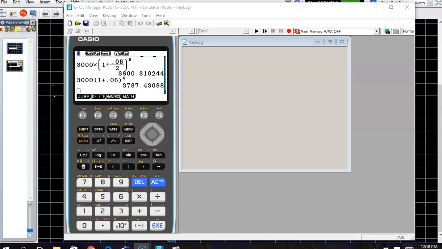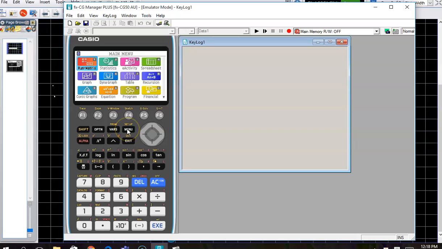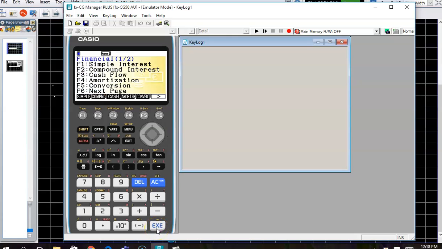Go out of our run mode. We're going to go to our menu. So everybody press menu, main menu. And on mine, you can see mine is called financial. I think for some of the slightly older calculators, it might be called TVM. So we want to go into that. So I use my arrow keys. We press enter, and we should have simple interest, compound interest, cash flow. Has anyone not got that on their screen?